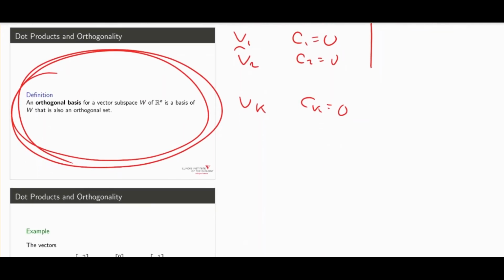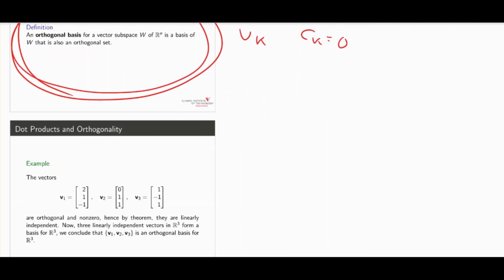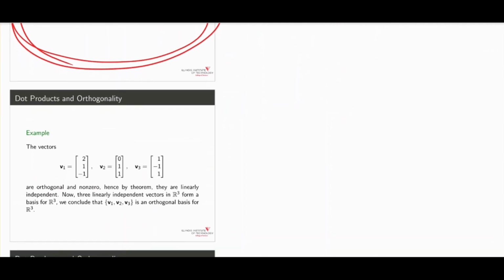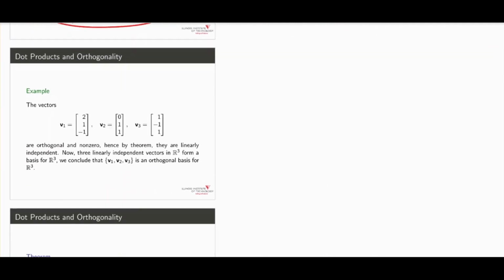An orthogonal basis is a basis, just like usual, but we require that all the vectors inside have to be orthogonal as well. So for example, these vectors are actually orthogonal. It's an orthogonal basis. Why? Because if we check, these are orthogonal. Orthogonal means linearly independent, and 3 linearly independent vectors in R3 will form a basis. This is one example of an orthogonal basis.